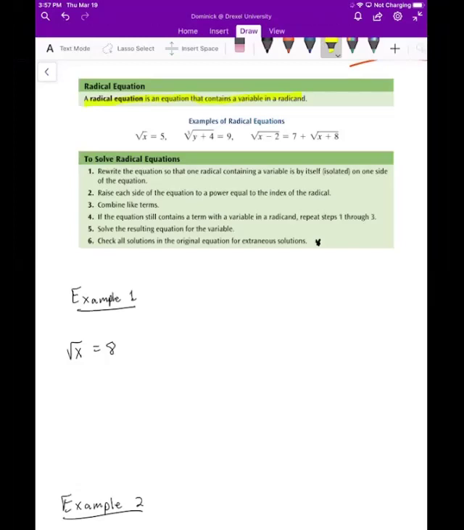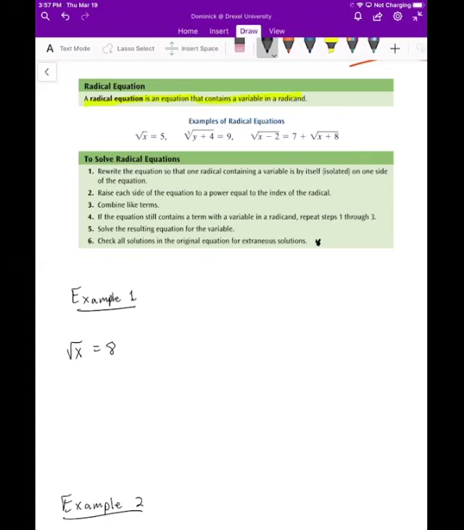Right, so here are a couple quick examples. Now, essentially, the process for solving one of these things is that we first want to rewrite the equation so that you have a radical by itself on one side, right? And then you're going to get rid of that radical by raising both sides to the power that would get rid of whatever kind of radical you have. So if you have a square root, you'd want to square both sides.